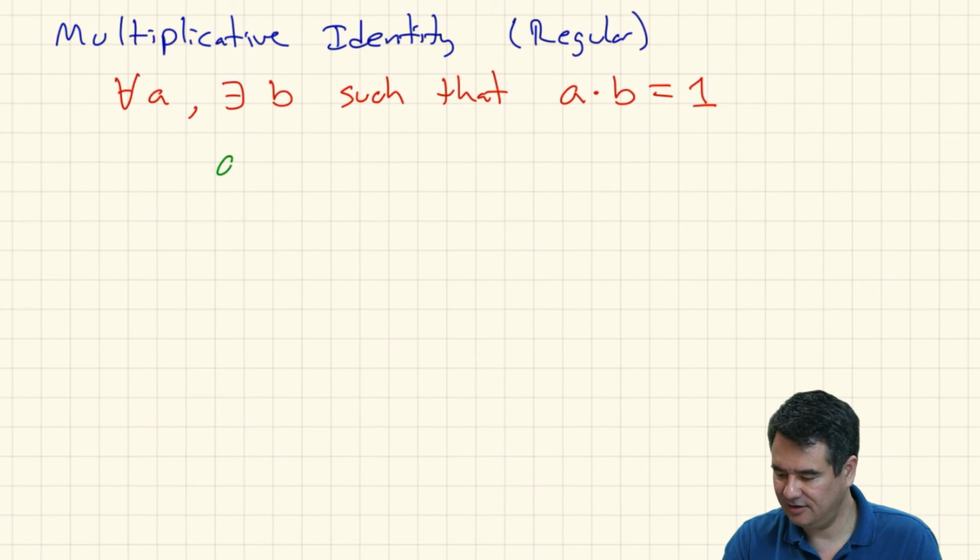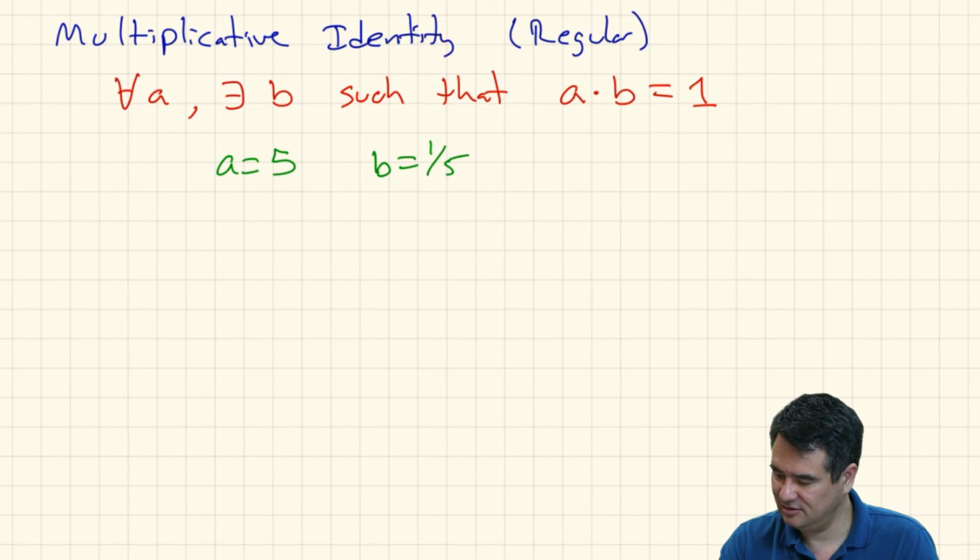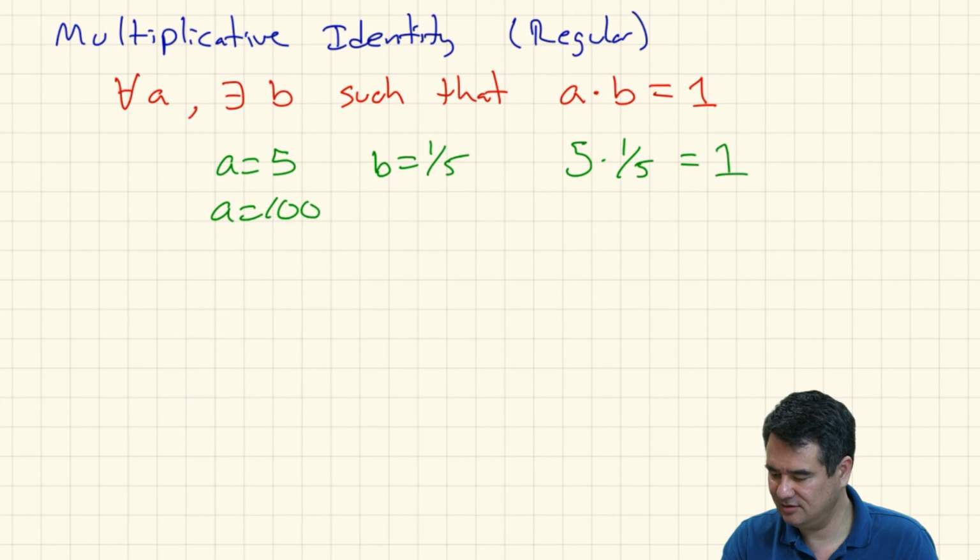So let's try a is equal to 5. What number when multiplied by 5 gets you 1? Well, that's easy. It's 1/5. Right? So 5 times 1/5 is equal to 1. And if a is equal to 100, then b is 1 over 100.